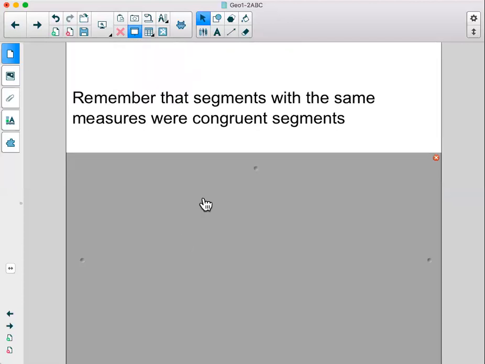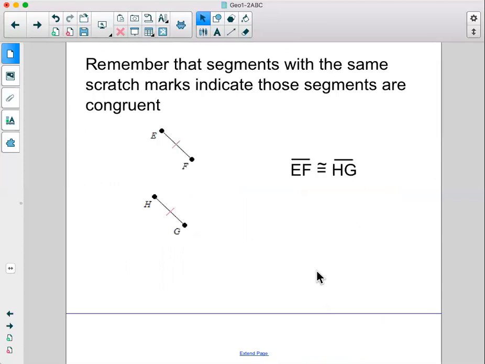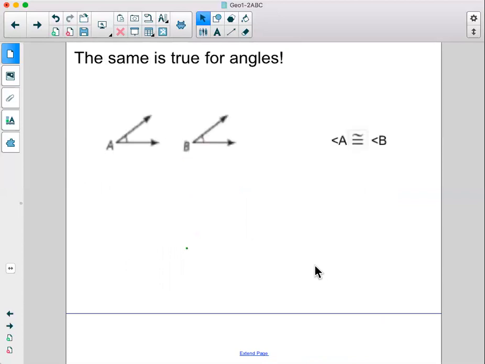Now remember that segments with the same measurements were congruent segments. That was our definition. And the same is true for angles. And remember, segments that had the same scratch marks indicated that those segments were congruent. And the same is true for angles. With angles, the scratch mark appears like so. When you ever see a scratch mark like this on a diagram, then you know you can assume this. That is what is trying to be communicated, that angle A is congruent to angle B.